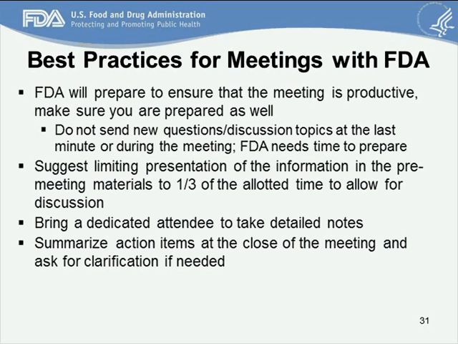Some additional helpful hints include limiting the presentation of the information that's in the pre-meeting materials to a third of the allotted time for your meeting in order to allow adequate time for discussion. It's helpful also if you bring a dedicated attendee to take detailed notes so that you can provide accurate meeting minutes, and to summarize action items at the close of the meeting and ask for clarification if needed.